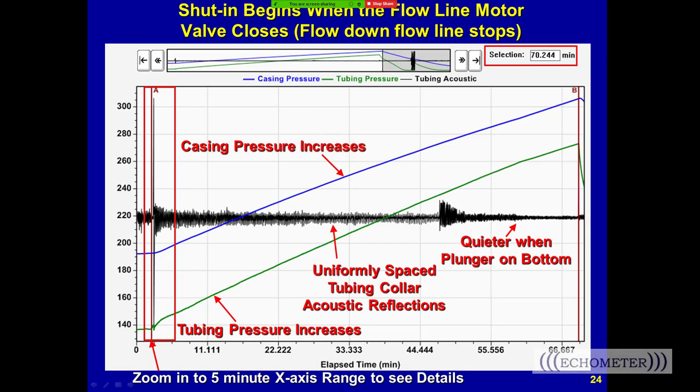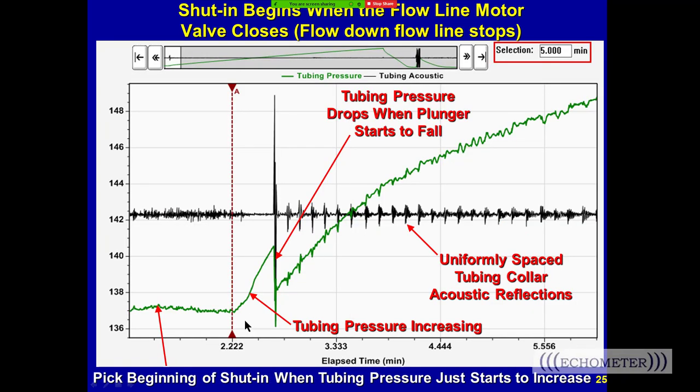Now I'm going to zoom in to 5 minutes of time. So here I'm marking off 5 minutes of time along the entire shut-in time period for this well. And now this is what we see when you zoom into 5 minutes of elapsed time. We can see something that we may not have expected.